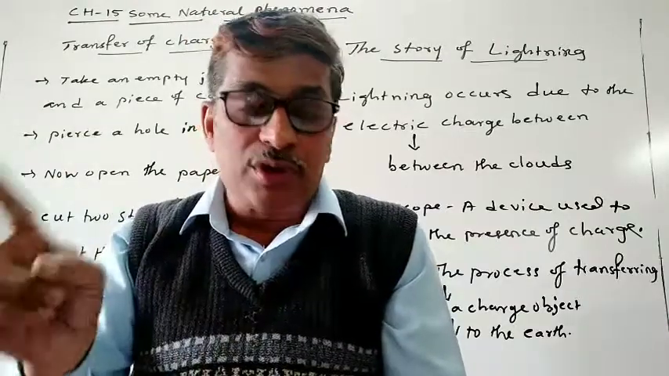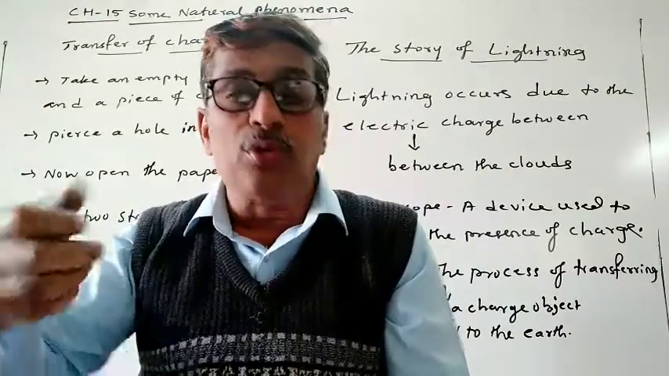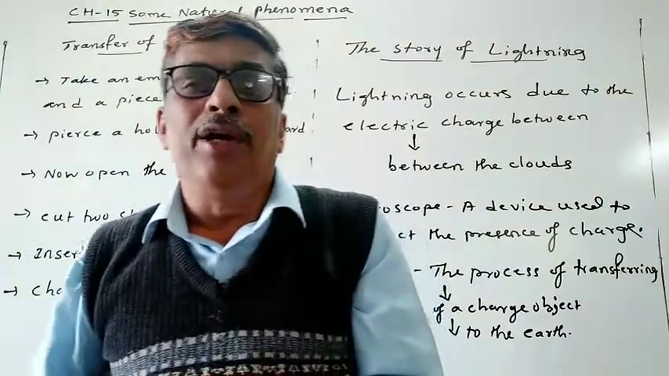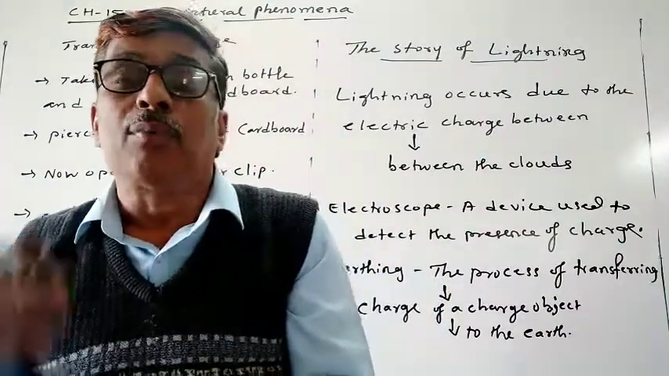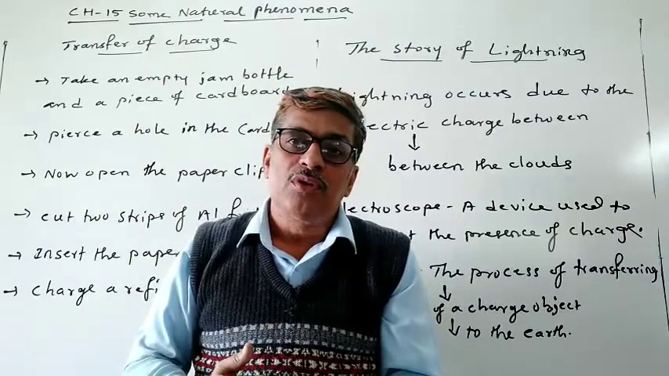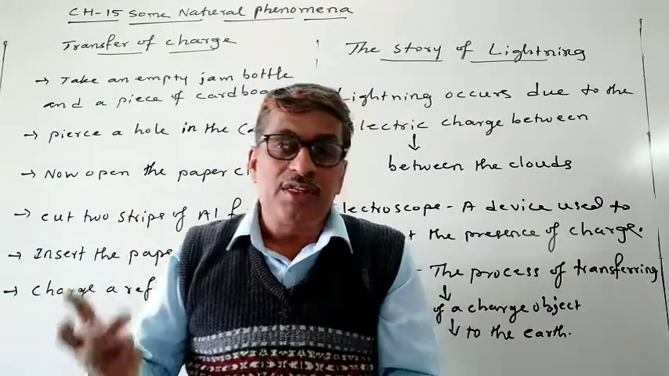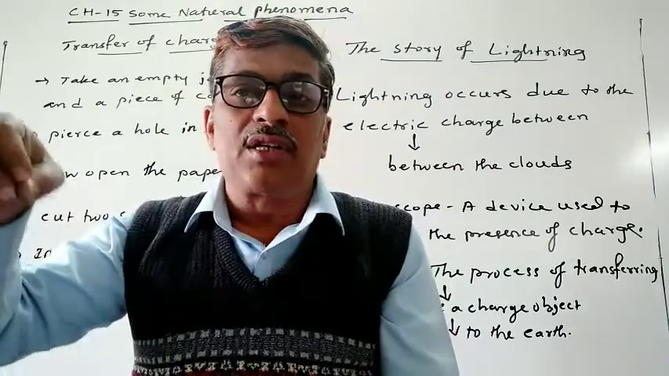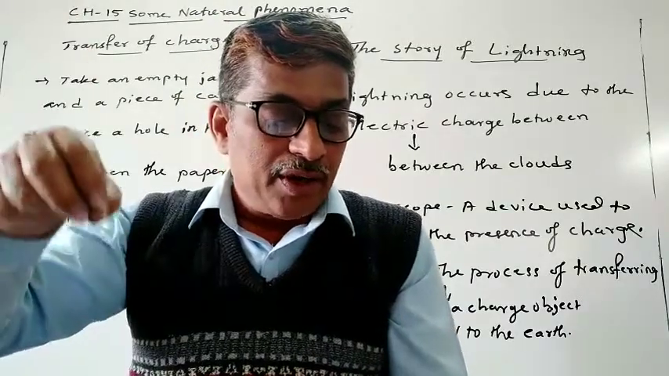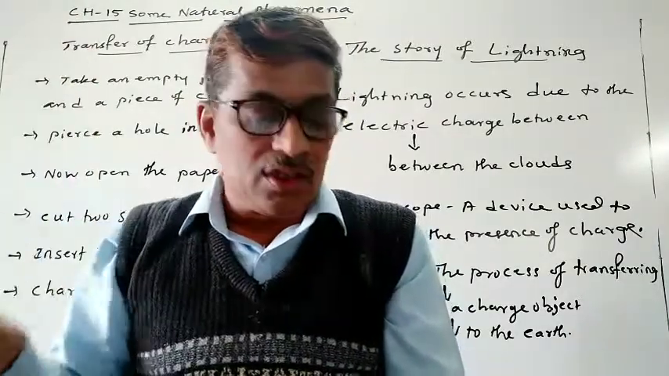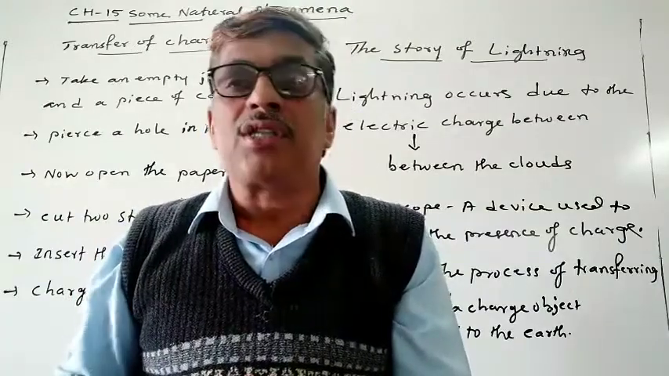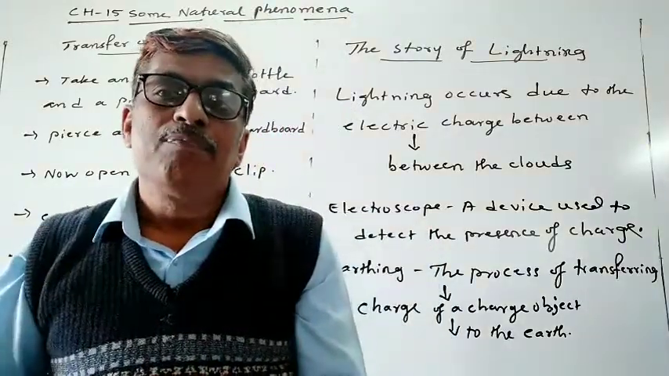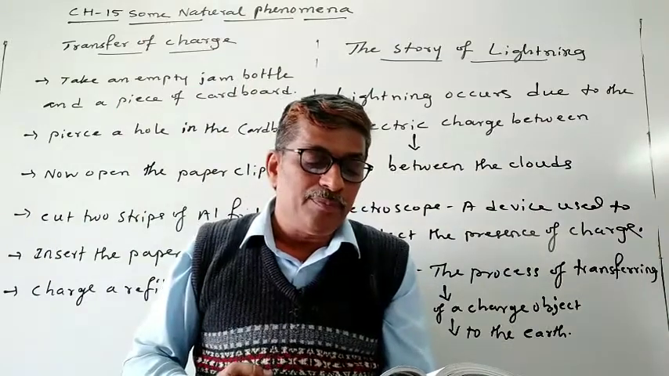So negative and positive charges meet and produce a band of light. A band of light means streaks of light, and it produces the sound. This is the way lightning, the thunderstorm, occurs. We see the streaks of lightning, and this process is called electric discharge.